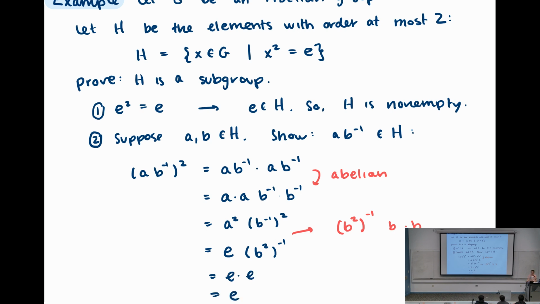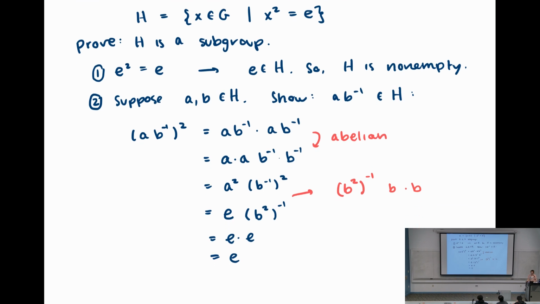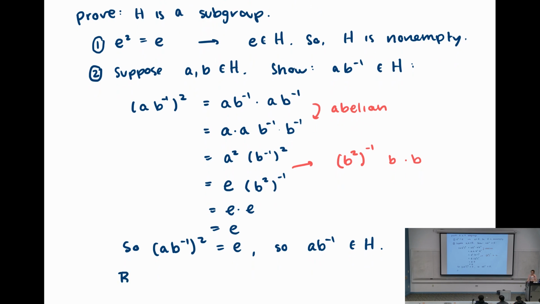So that in total shows that AB inverse squared is equal to E. So AB inverse is an element of H. So then by the one-step subgroup test, we have that H is a subgroup of G.